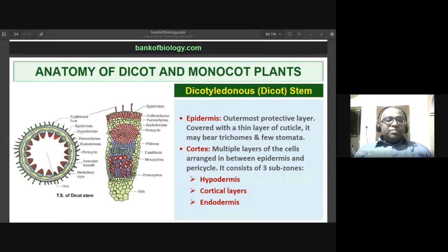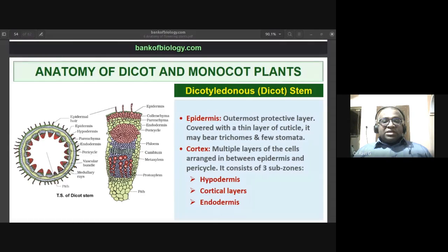See, conjoint because xylem and phloem are present on the same radius. So we call it conjoint. Phloem is towards the outer side, xylem is towards the inner side. If you look closely at the xylem, you find that the protoxylem is towards the pith, and the metaxylem is towards the periphery. This type of arrangement of xylem, we call it endarch condition.